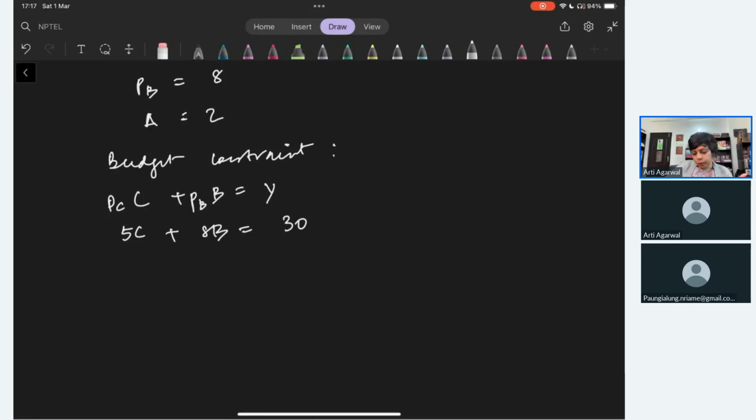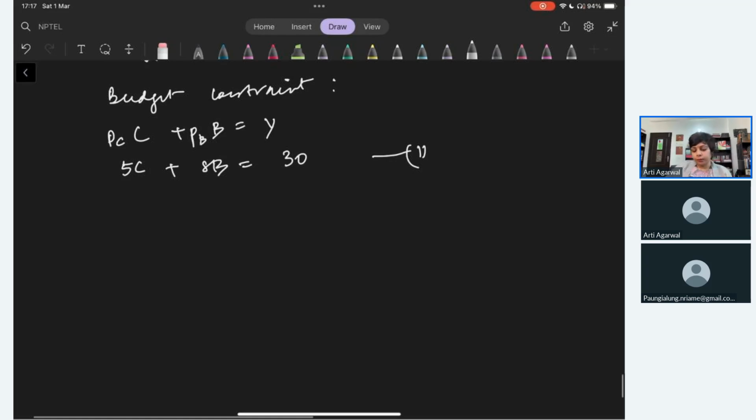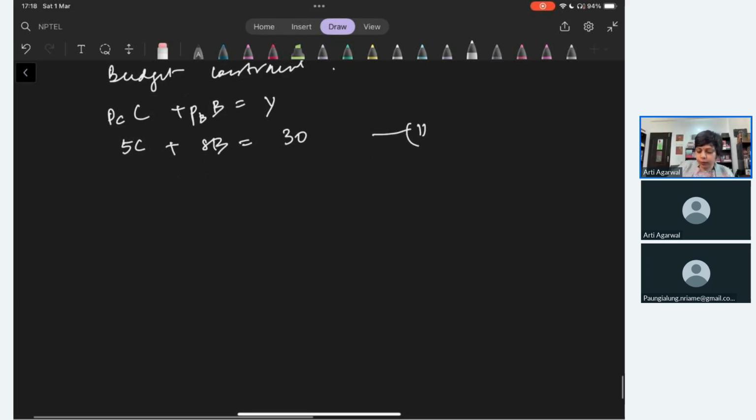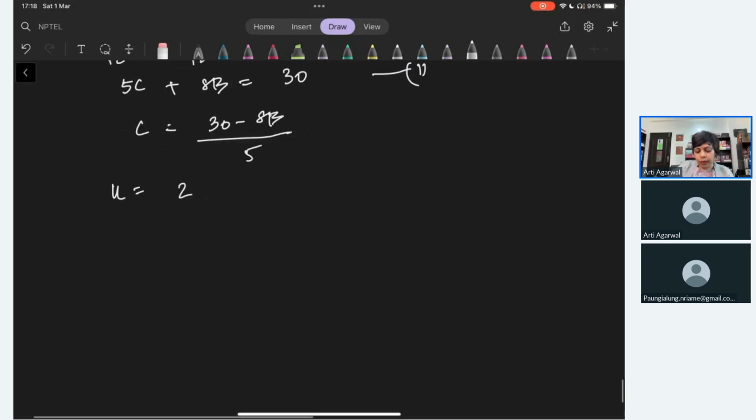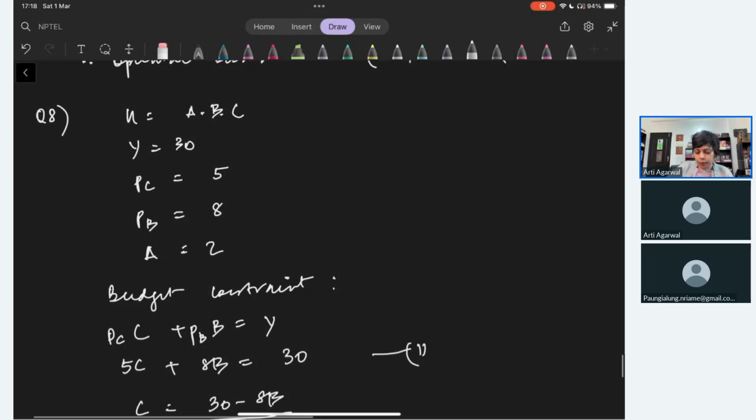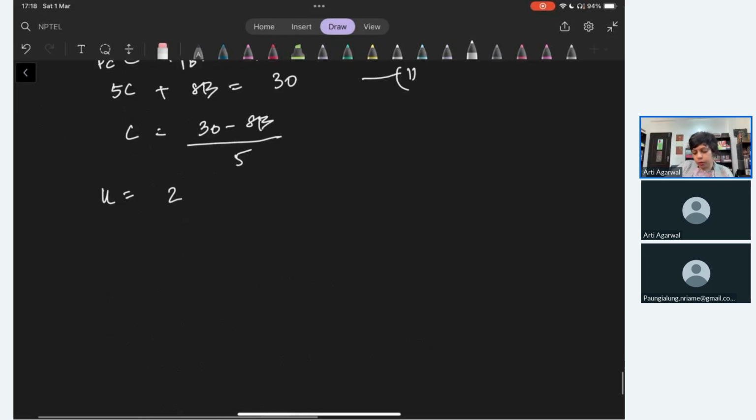This is pretty straightforward so far. Okay, so now, again, I'm not using the Lagrange multiplier method because I think that is a slightly more advanced method of calculus. If you want, I can solve it again with the Lagrange method and I'll add it to the notes later on. But for now, I'm not using that. I'll just substitute for C in the expression for the utility: 2B times C, so this is 2B times (30 minus 8B) by 5.